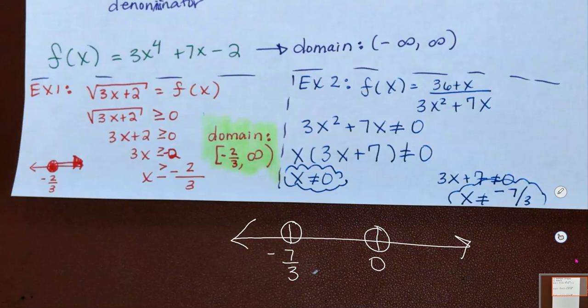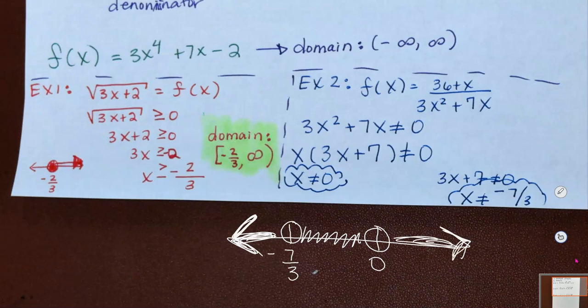Do I color those in? Those are what we don't want. But everything else is fair game. All of that is part of the domain. All of this is part of the domain. And all of that is part of the domain. So answer, answer, answer, skip, you're going to have a U. Answer, answer, answer, skip, you're going to have another U.